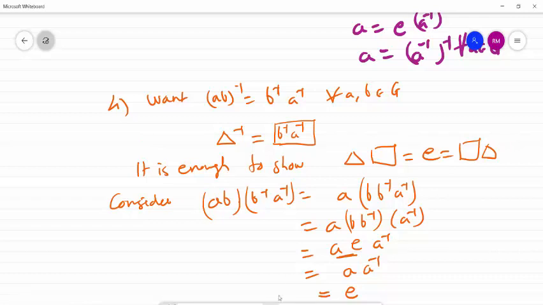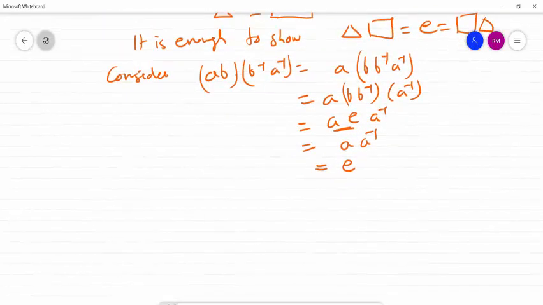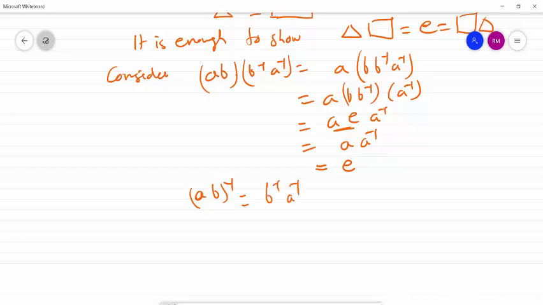So we can say (AB) inverse is nothing but B inverse A inverse for all A, B belongs to G.